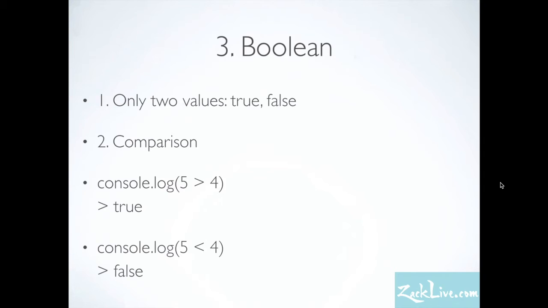Boolean is a special type. It has only 2 values, which are true or false. It's used for comparison. For example, when you console log 5 greater than 4, you will get true, which is a Boolean value.